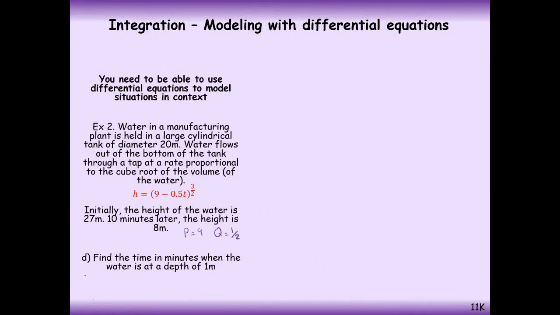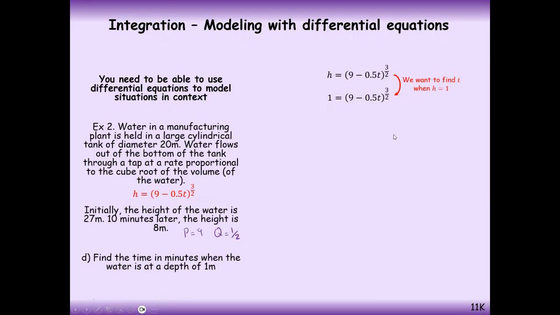Now, in the final part of the problem, we are asked to find the time in minutes when the water depth is exactly 1 meter. So, we are substituting the values of p and q into the equation that we have been told. Now we are going to substitute the value of h to be 1 and solve this equation for t. Both sides of the equation have to be raised to the power two-thirds, but 1 to any power is still 1.